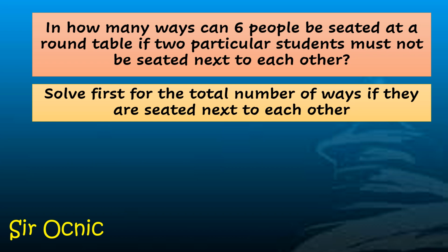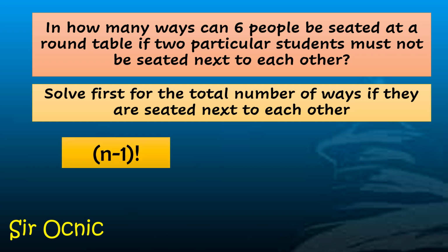The next thing to do is let us solve for the total number of ways if they are seated next to each other. So since they are seated next to each other, the two students are treated as one. Therefore, we will have (n minus 1) factorial. Our n now will be equal to 5, simply because, again, the two students are treated as 1.